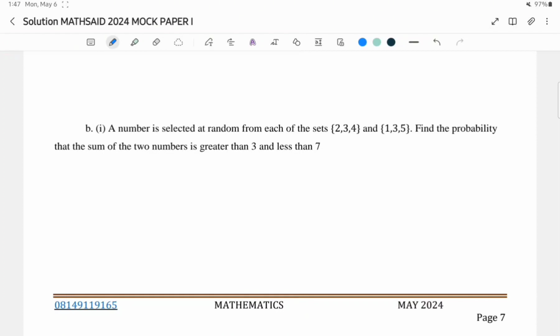As much as probability can be quite tricky sometimes, once you understand the principles, you will always get it. A number is selected at random from each of the sets 2, 3, 4, and 1, 3, 5. Find the probability that the sum of the two numbers is greater than 3 and less than 7.